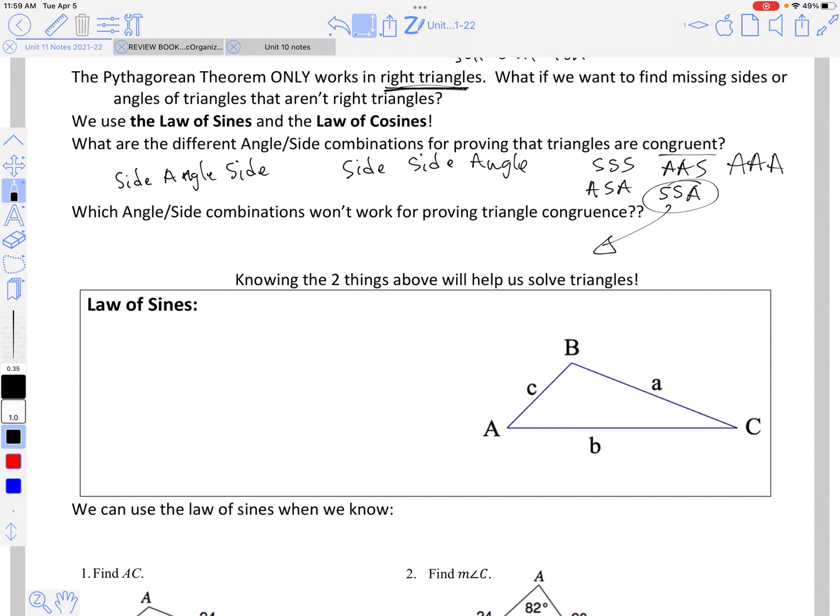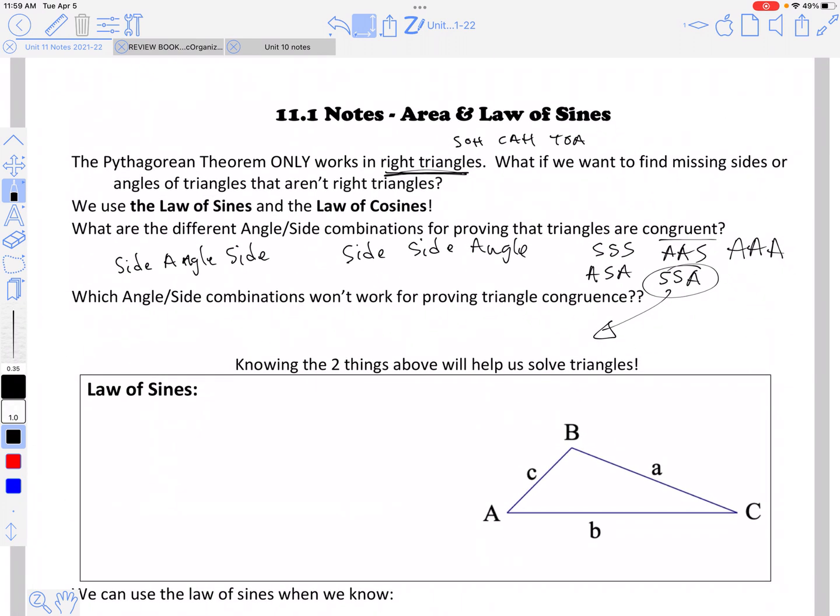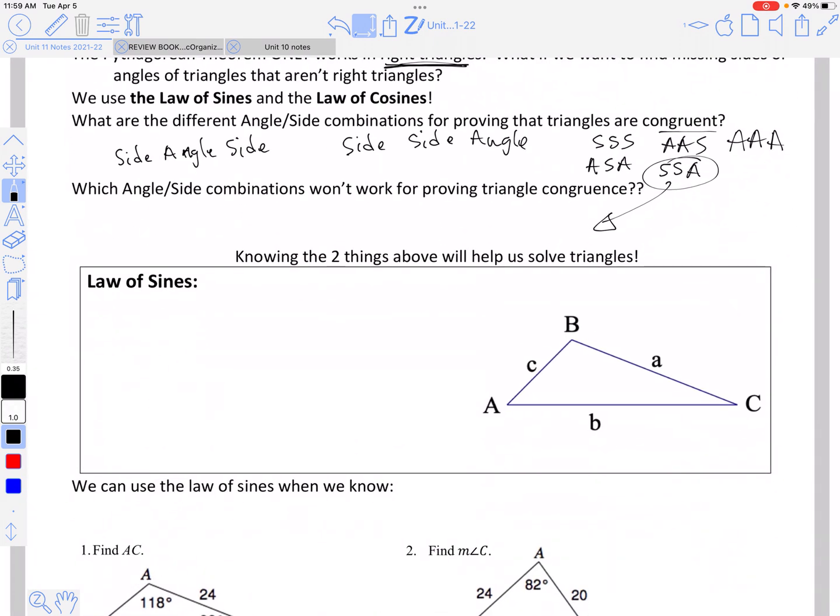So knowing these two things above will help us solve any triangle. Once you realize you don't have a right triangle, you're going to analyze side, angle, side, side, side, side, angle, angle, angle, angle. But not all of them will work. We'll go into that a little bit more in a second.